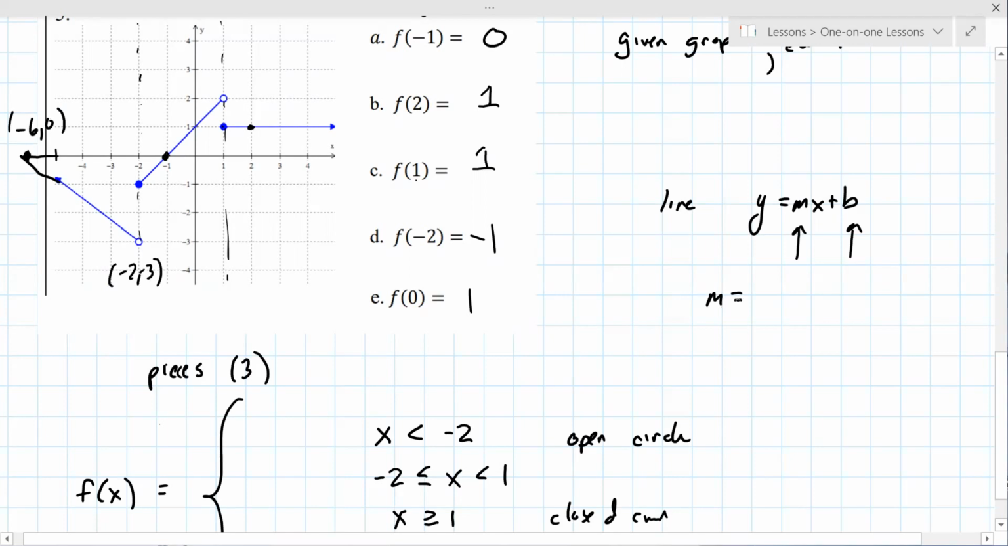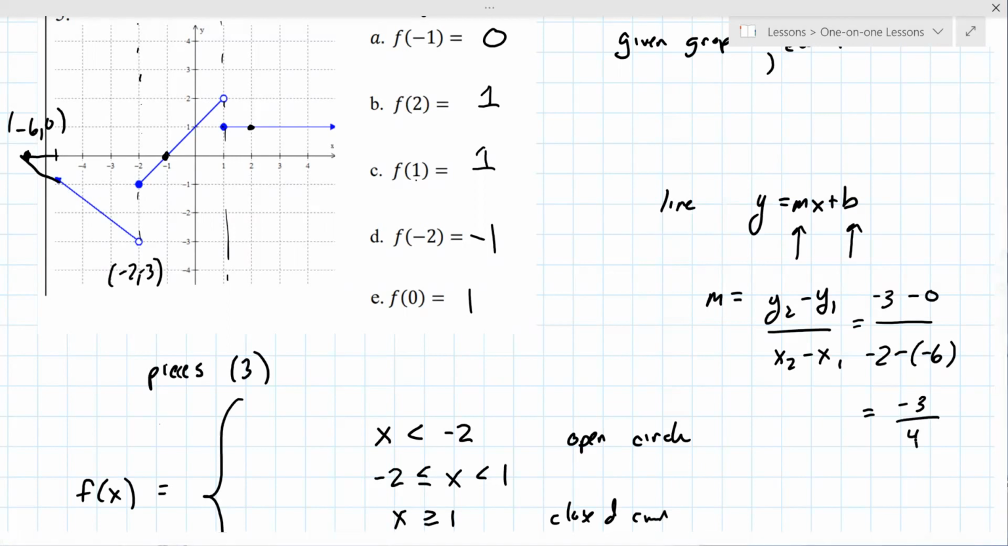The slope would be y2 minus y1 over x2 minus x1. So it'd be -3 minus 0 over -2 minus -6. And that would be -3 over 4. Okay. Although that doesn't seem right, but we'll assume it is. Okay. So that's the slope.